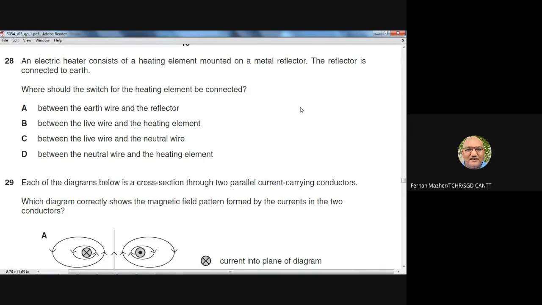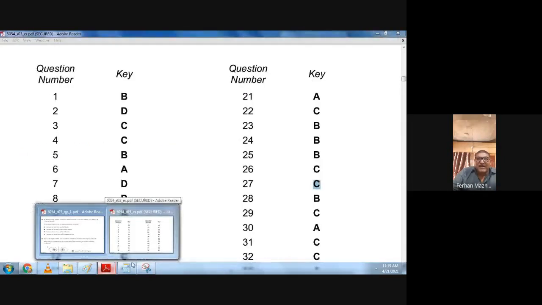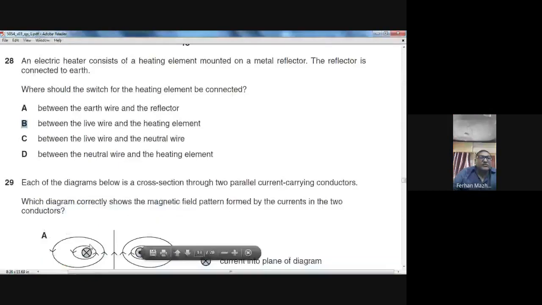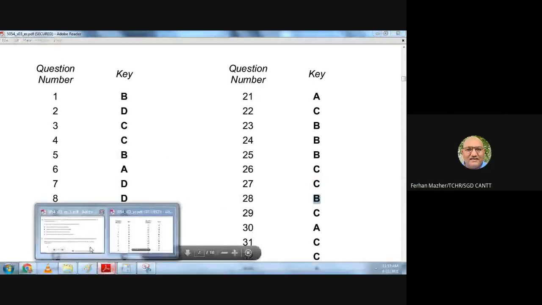The switch, the fuse, they are always connected in the live wire. Between the earth wire and the reflector, no. Between the live wire and the heating element, yes. Between the live wire and the neutral wire, no. Between the neutral wire and the heating element, no. Between the live wire and the heating element, I think B is the right answer. Switches are always connected in the live wire, between the appliance and the live wire. So I picked the B choice, question number 28, and I think B is the right answer. Okay, let's move to the next question.